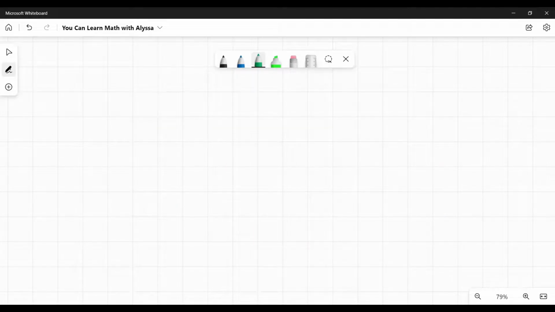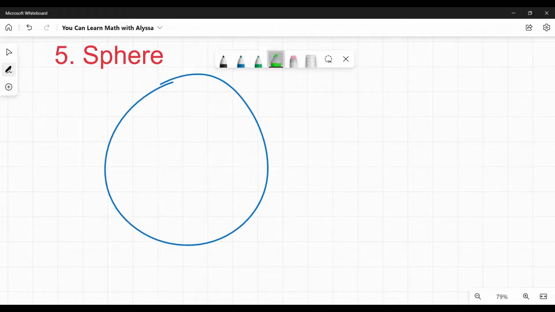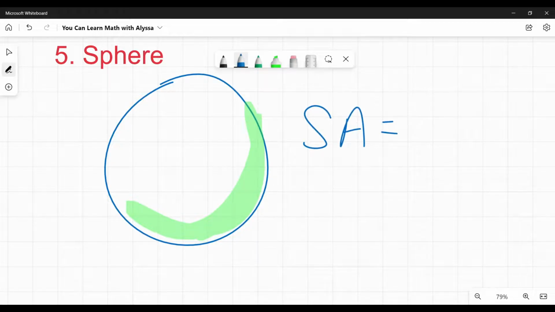Next, we go to spheres. Spheres are their own unique thing in that we don't really flatten it. This is just one you need to memorize. The surface area of a sphere is equal to 4 pi r squared. Recognize that pi r squared is the area of a circle.